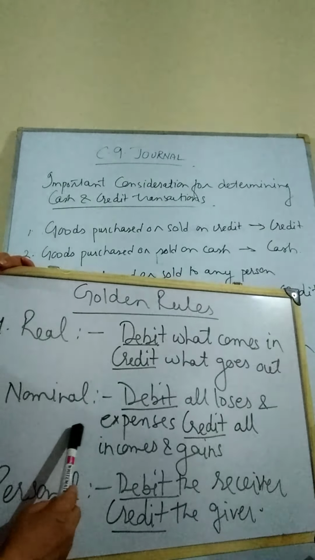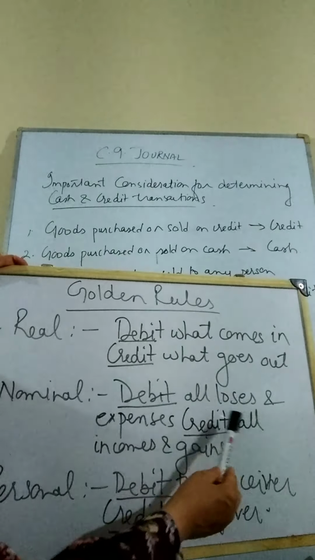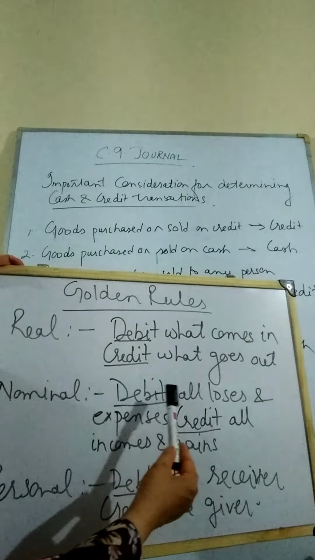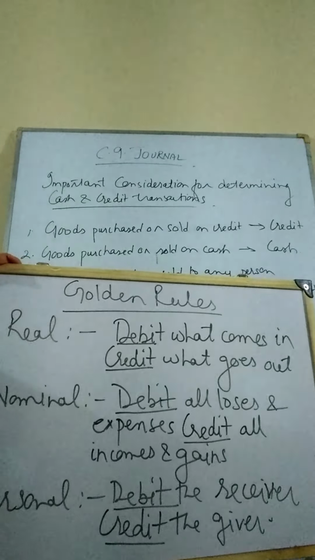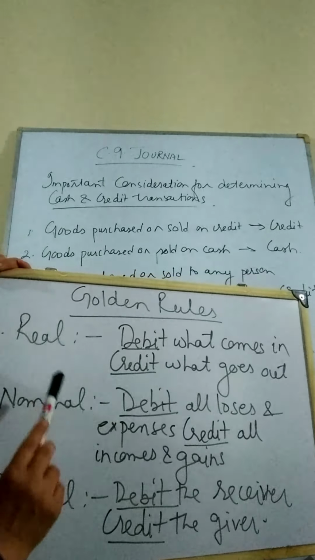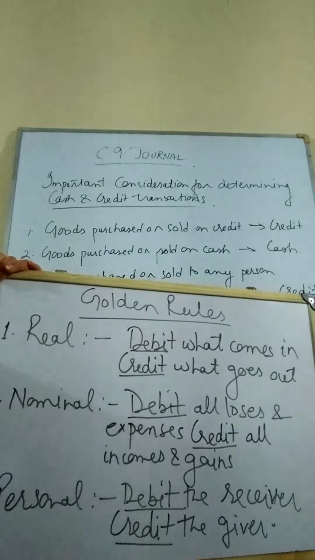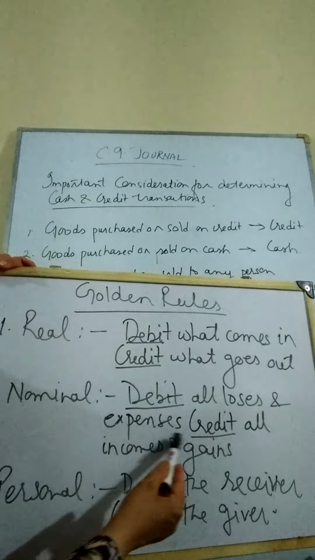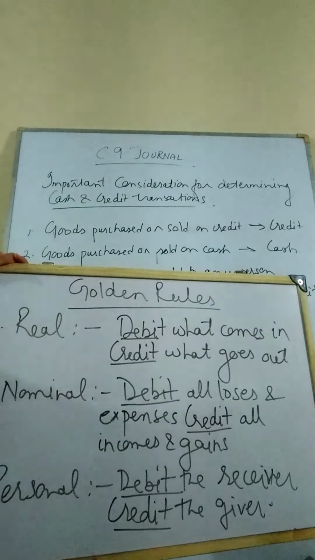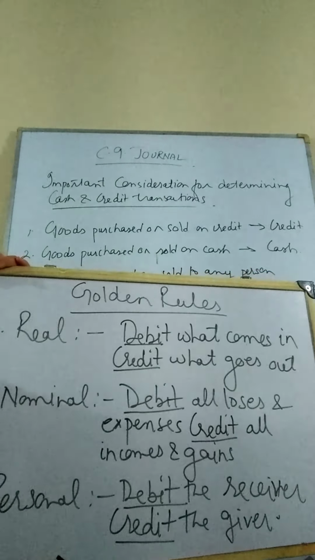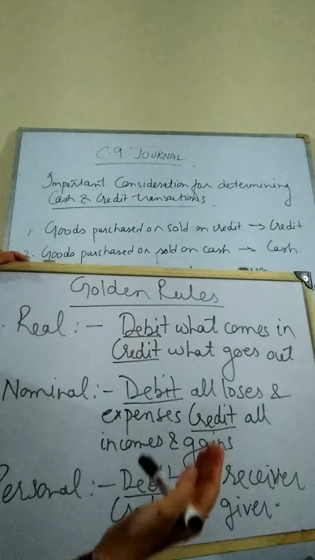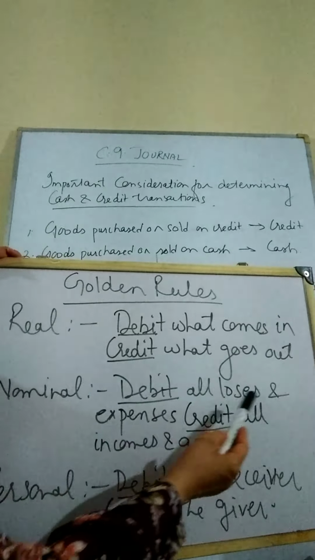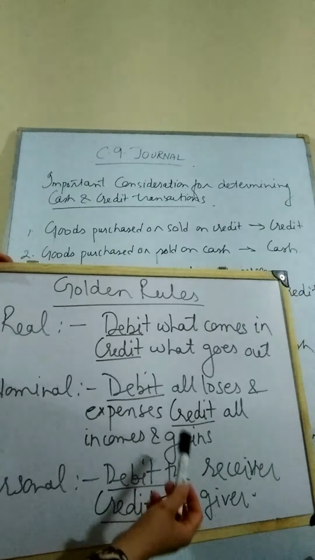Now nominal account. The rule is debit all the losses and expenses, credit all the incomes and gains. Whenever there is an expense or a loss, we have to debit that particular account. For example, if we pay a salary, we will debit the salary account, because it is an expense. And credit all incomes and gains. From whatever account we get an income or a gain, that has to be credited. For example, we get income from sales, so sales has to be credited. So for nominal account, the rule is debit all the losses and expenses, credit all the incomes and gains.